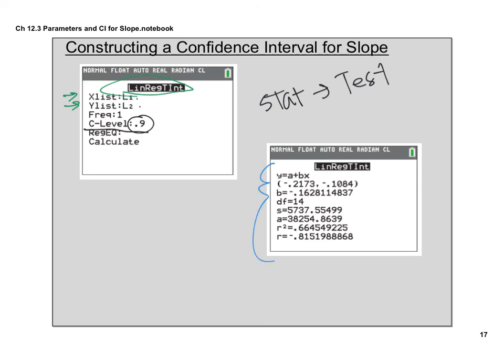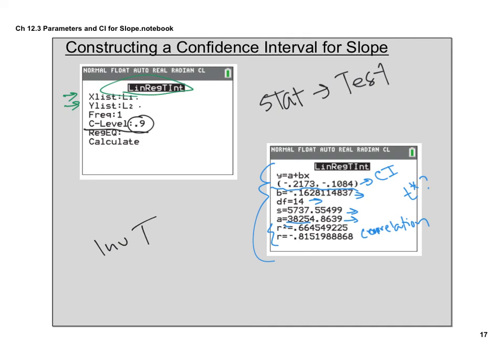You get the confidence interval right there. So that's your CI. You get the slope, you get the degrees of freedom, you get your S, you get an A value. So the y-intercept for this was 38,254. Makes sense because you're talking about money here, price of a new truck, basically. And then you get the R squared and R, which is that correlation. What you don't get here is the T-star value. But again, that's something you can look up with inverse T on your own.